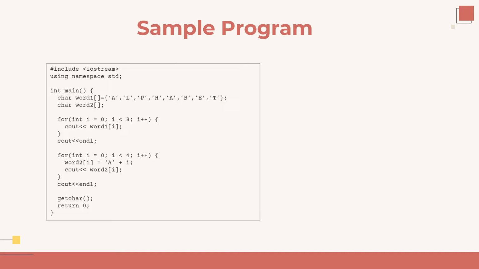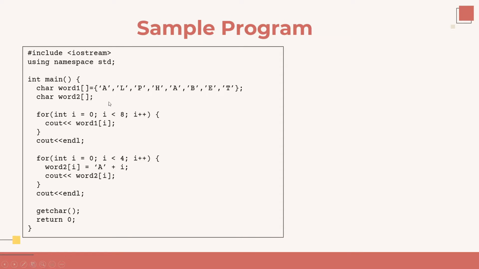And this is an example of a program using array of char. In this program, there are two arrays. Word1, which contains the characters A, L, P, H, A, B, E, and T. And the second array is word2. This is an empty array.